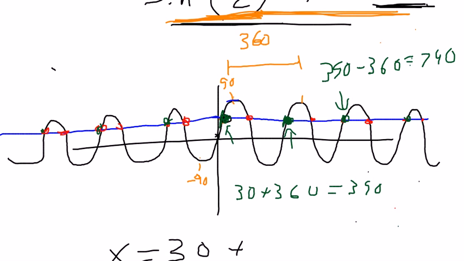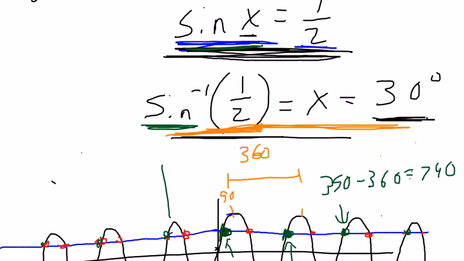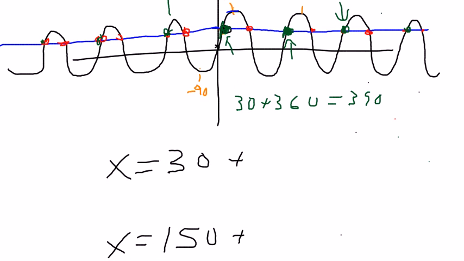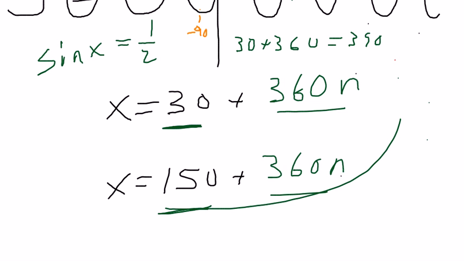Because this is a sine wave in the problem, and sine repeats every 360 degrees, we're going to add 360n to each of these answers. So I get this answer from the note sheet. That's when sine of x equals 1/2. It happens at 30 degrees and 150 degrees. And then from those, you add 360n, and this will be your answer.